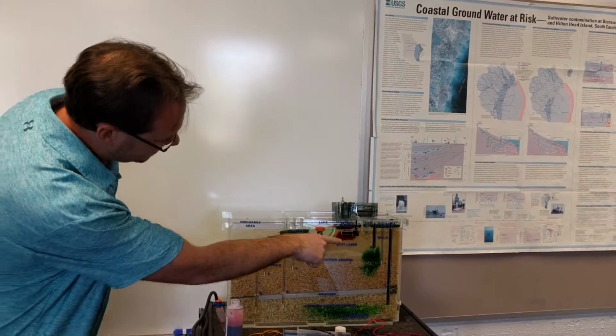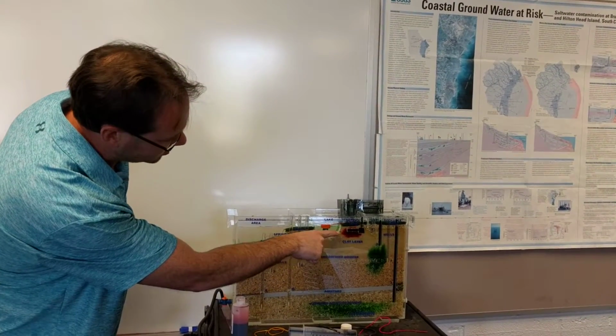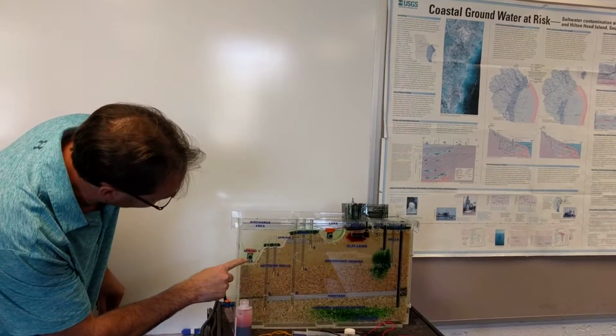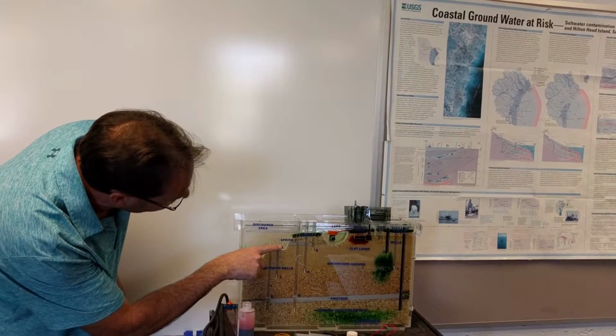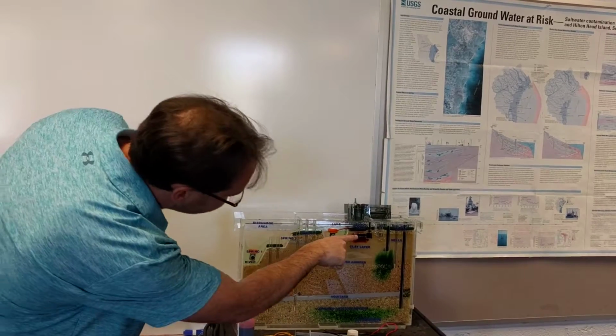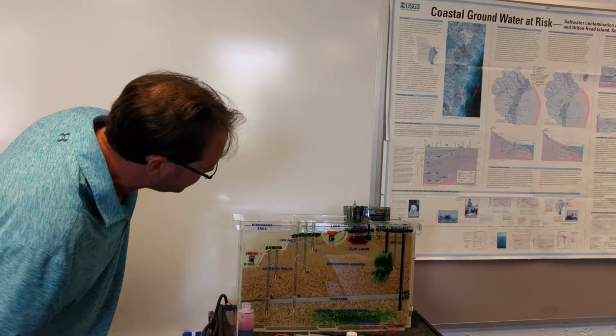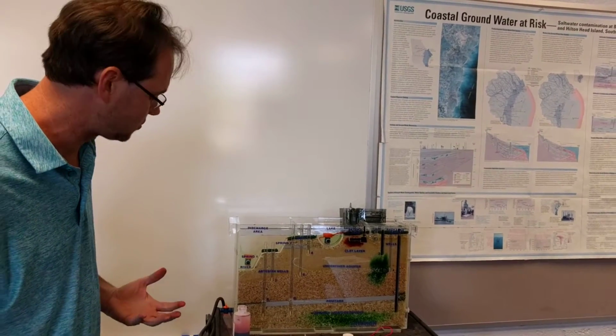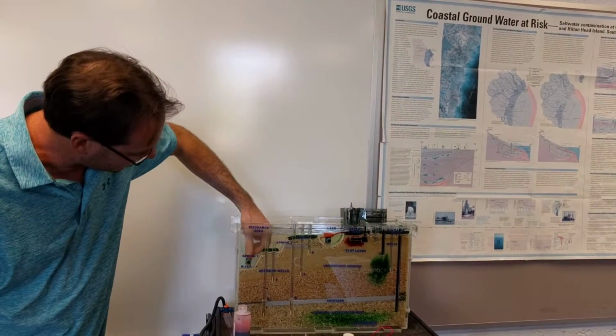You can see that some of this green pollutant has made its way into the lake as well as into the river, and you can even see some of the red has already made its way. You can see it moving right along the top there. So this shows pretty well how this water moves in an aquifer system.